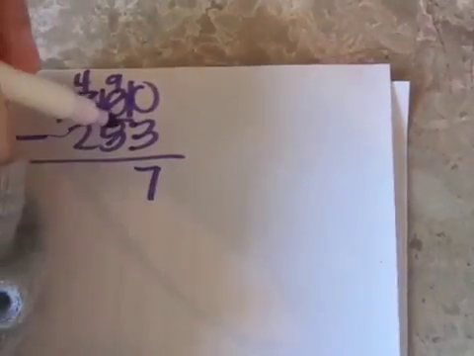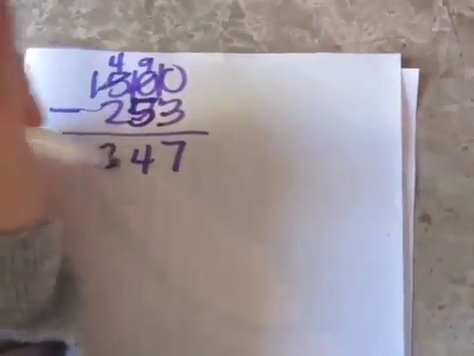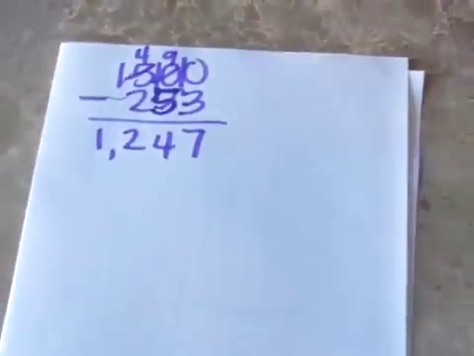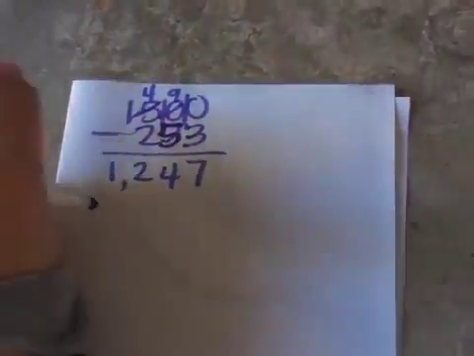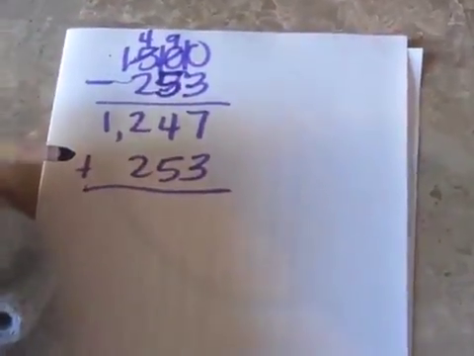This 5 becomes a 4. 0 becomes a 10. Borrow again. That becomes a 9. 10 minus 3, 10, 9, 8, 7. 9 minus 5, 9, 8, 7, 6, 5, 4. 4 minus 2 is 2. 1 minus 0 is 1. So that's 1,247. And if we add that to 253, we should get 1,500.